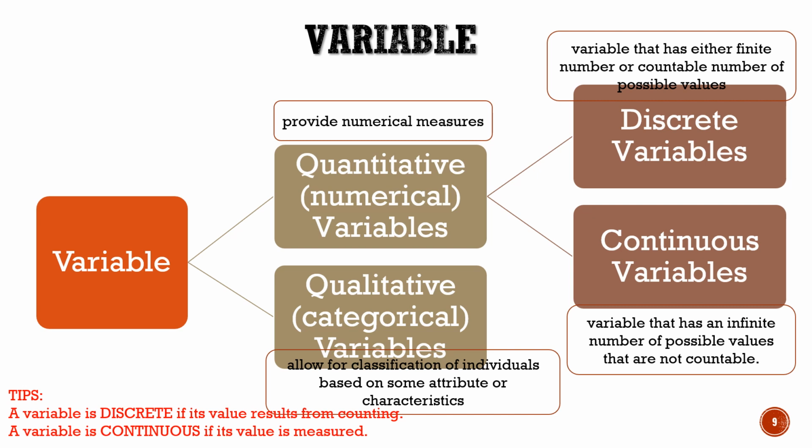For example, for discrete, the number of patients or the number of beds. Beds we can count, patients we can count. For continuous variables, for example, weight and height. We cannot count the weight or the height, we need to measure them. For example, we measure weight in kilograms or grams, and height in centimeters, meters, and so on. So these are the differences between discrete and continuous, which fall under quantitative variables.